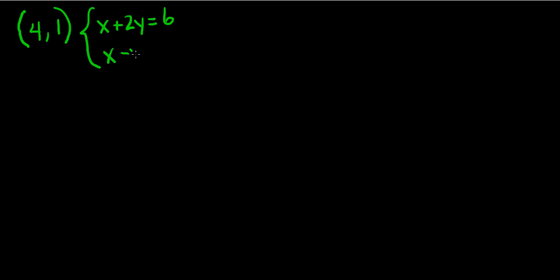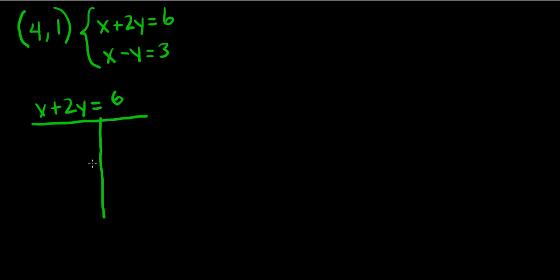Here we have two equations, x plus 2y equals 6 and x minus y equals 3. We want to see if the ordered pair (4, 1) is a solution of the given system, which means if I plug in 4 and 1 for x and y in both the equations, it should come out to equal the answers of each equation. So let's start with the first equation. We have x plus 2y equals 6. I want to plug in my x value, so 4 plus 2 times y, which is 1 in this case, equals 6. So let's see if that works. 4 plus 2 does indeed equal 6, so it is a solution of the first equation.